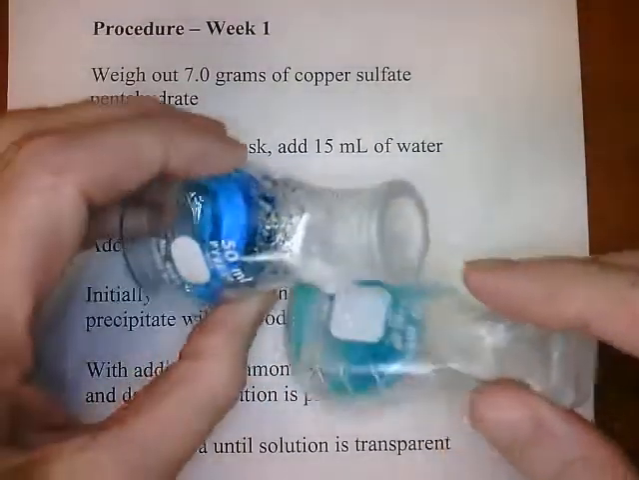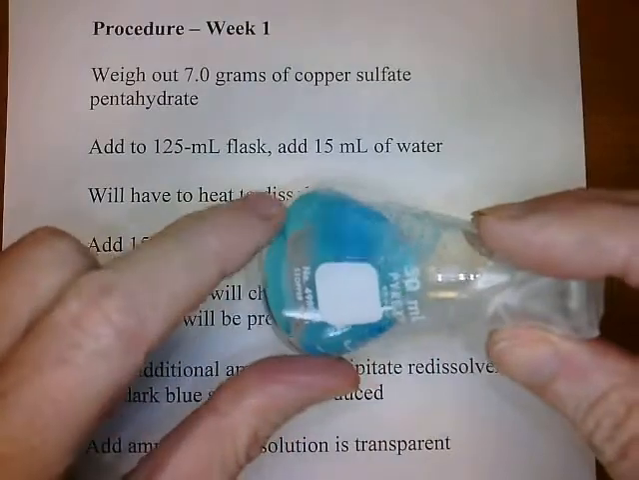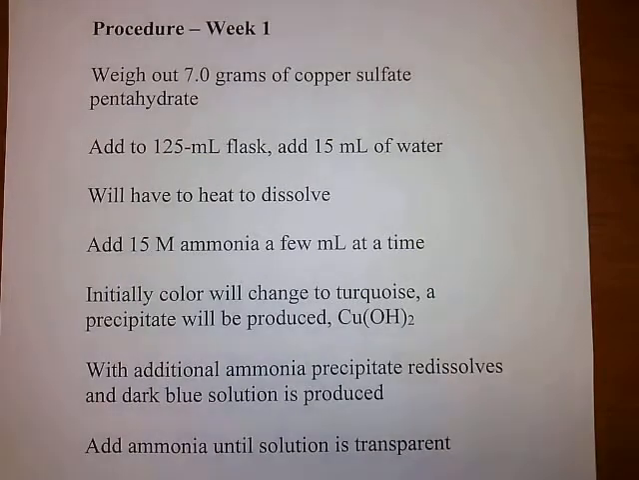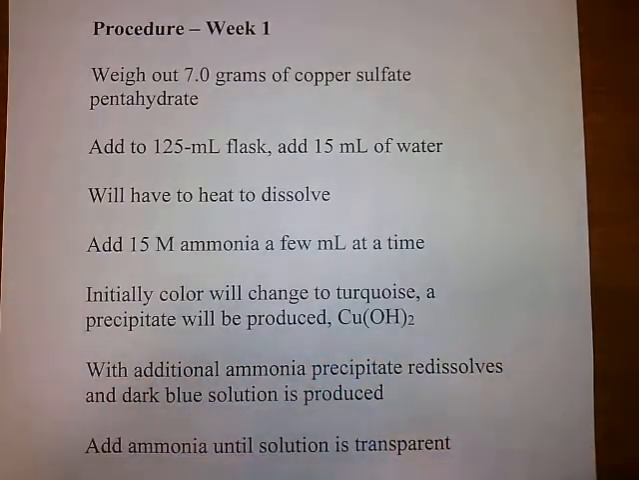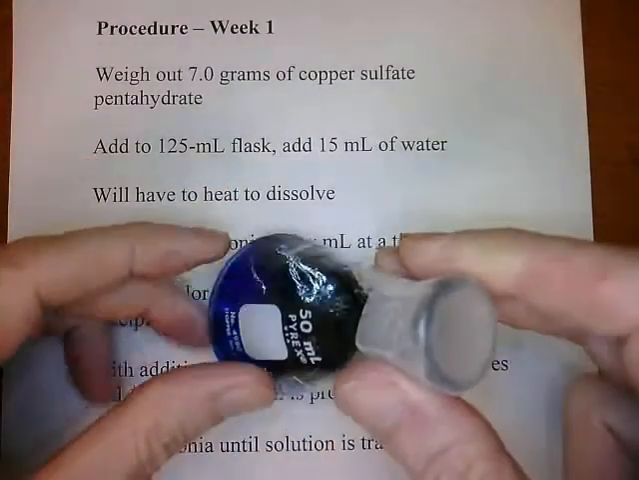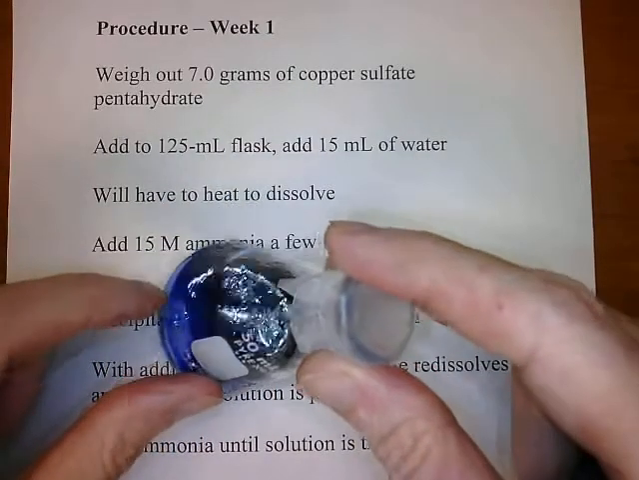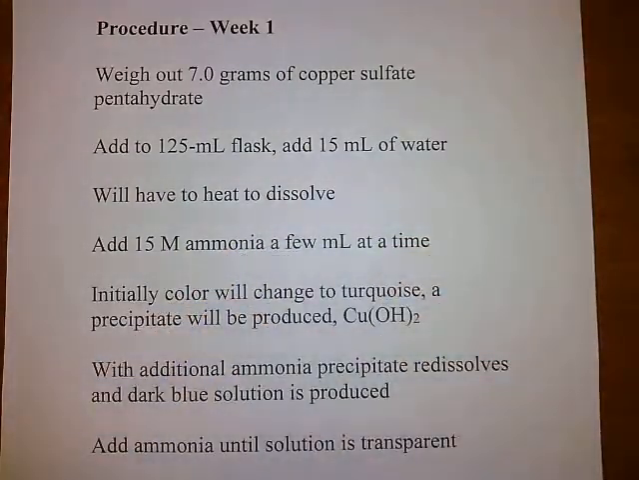So the color is going to change from this pale blue and completely soluble to this turquoise color that's a precipitate. One more time. That's copper hydroxide. Then you keep adding ammonia. What's going to happen is when the ammonia concentration gets high enough, this redissolves, and it starts turning dark blue, right? And you wind up with a solution that looks like this. Now notice this is no longer cloudy. Except for the dark color, you can almost read through this. This is transparent. There's no precipitate here.